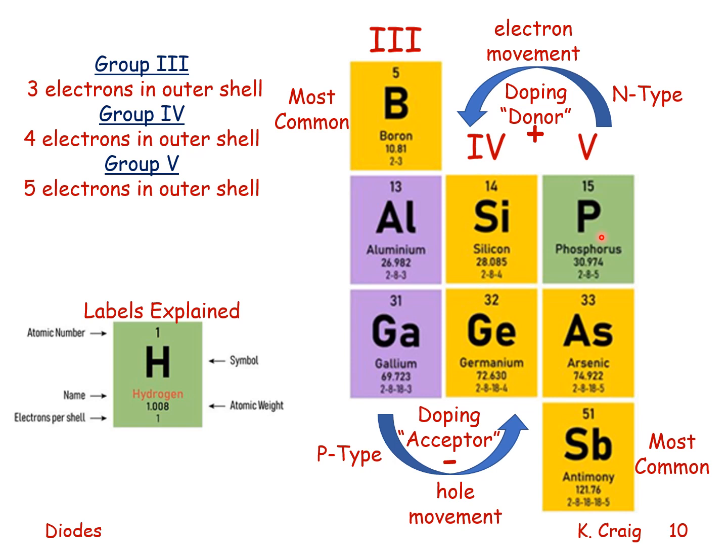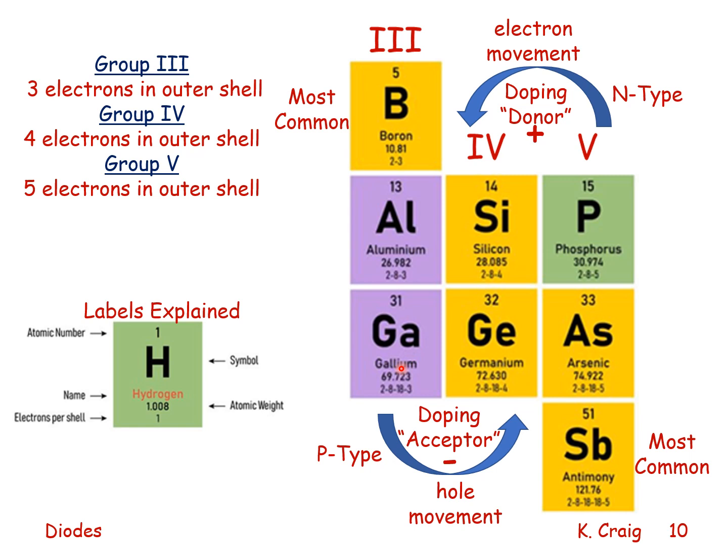The group 5 elements used for doping are phosphorus, arsenic, and antimony. The most commonly used material is antimony. The group 5 materials have 5 electrons in the outer shell. When they dope a semiconductor material, they enhance electron movement and create an N-type semiconductor.